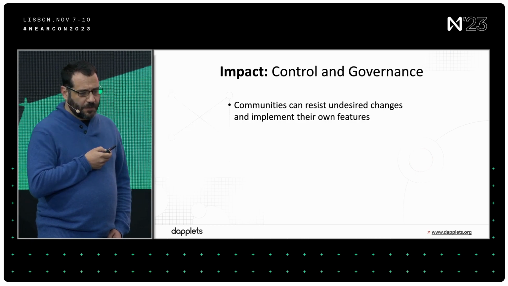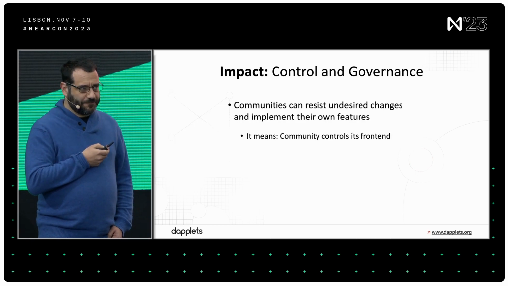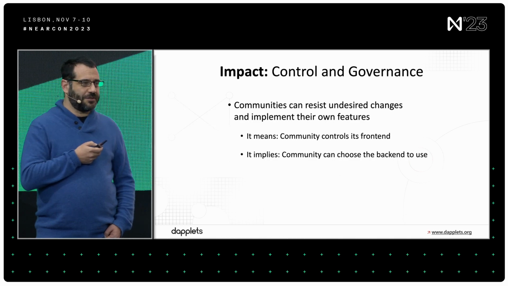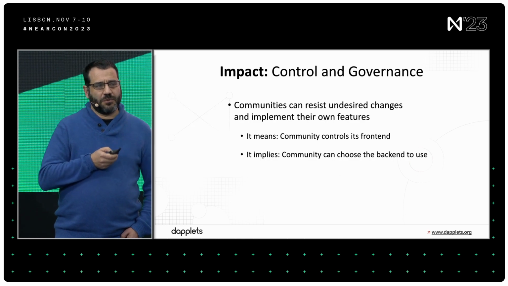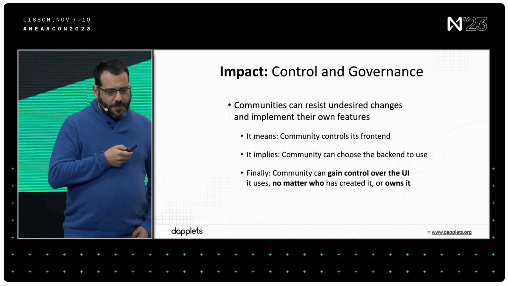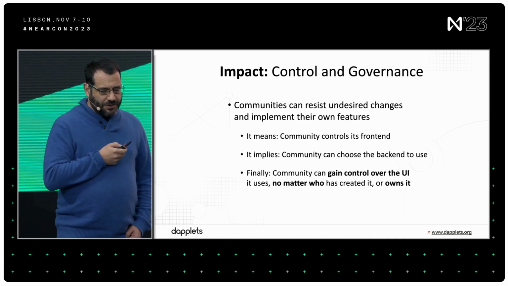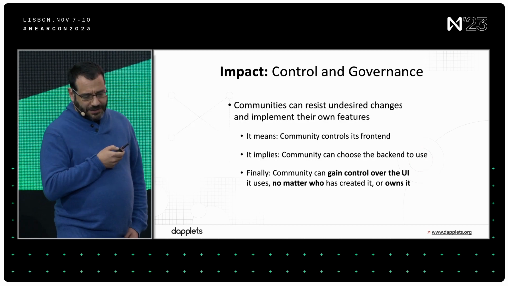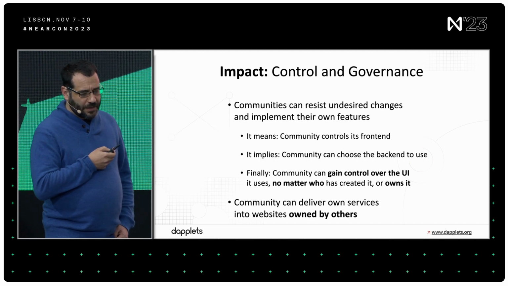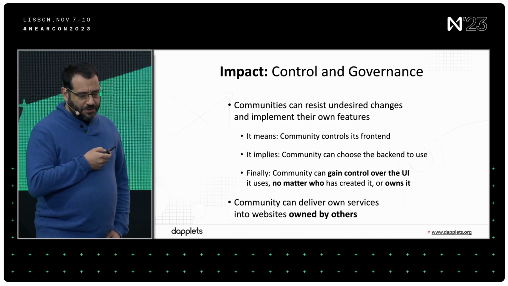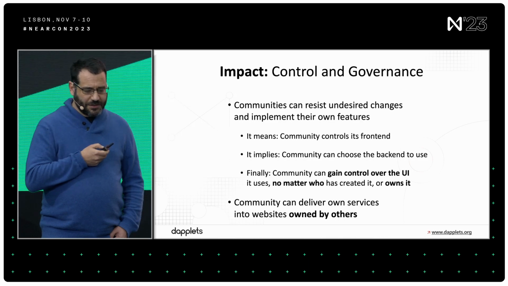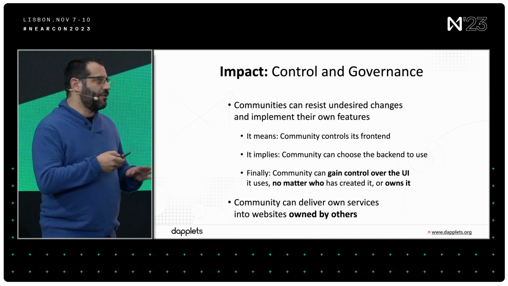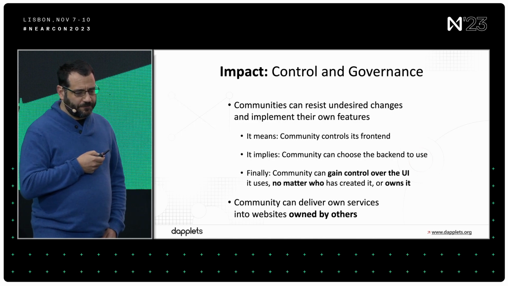It means that they control their front end. It implies that the community can choose which backend to use, because if you control the front end, you can set which backend is to be used. And finally, the community gains control over the UI it uses, no matter who created this UI and who owns it currently. And as said, the community can deliver own services into websites owned by others. The community becomes spread over multiple websites in the mutable web.